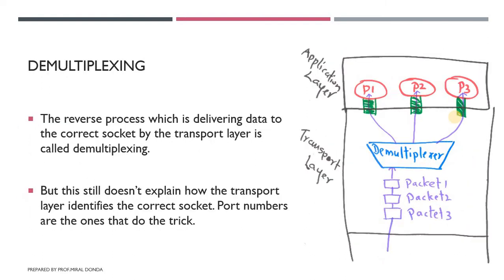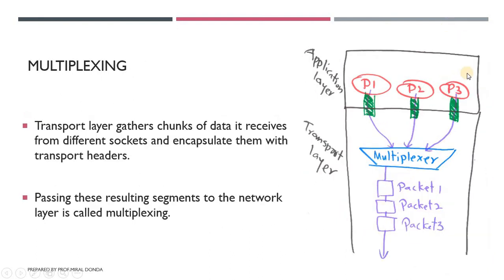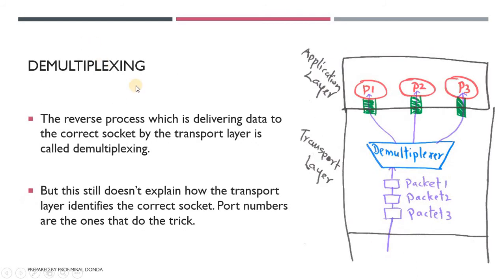The next concept is demultiplexing. The reverse process, which is delivering data to the correct socket by the transport layer, is called demultiplexing. Now suppose here process 1, process 2 and process 3 send the data packets A, B, C. At the receiver side, it is compulsory that data segment A is received by P1, B by P2 and C by P3. It is not like the C data is received at process 1 and B data is received at process 3.